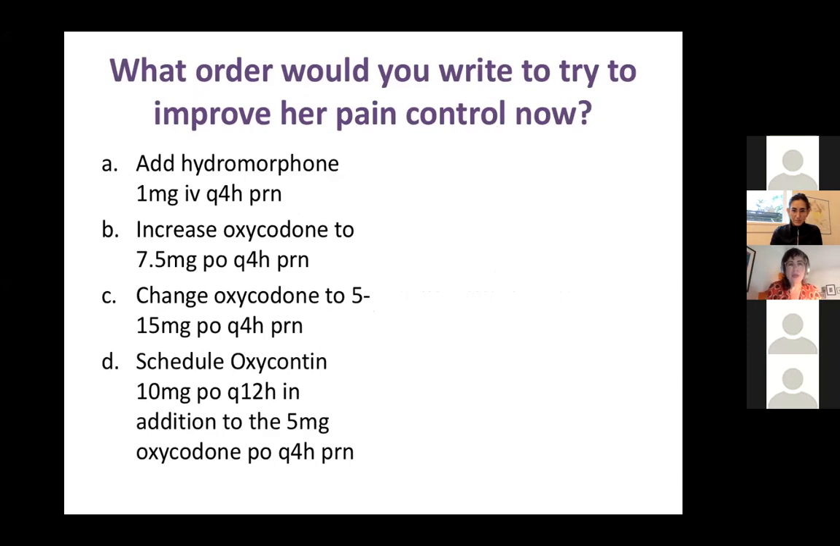Do you A, add hydromorphone or Dilaudid? Do you B, increase oxycodone to 7.5 Q4 hours PRN? Do you C, change the oxycodone to 5 to 15 milligrams Q4 hours PRN, the range dose? Or do you D, schedule long-acting oxycodone or OxyContin?